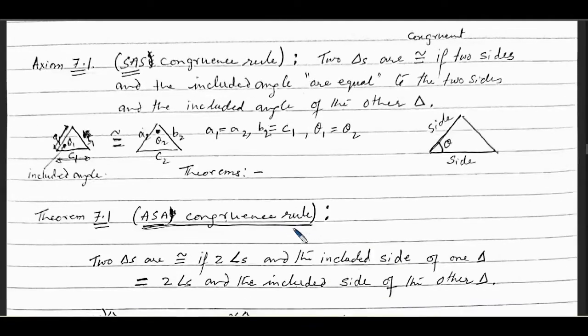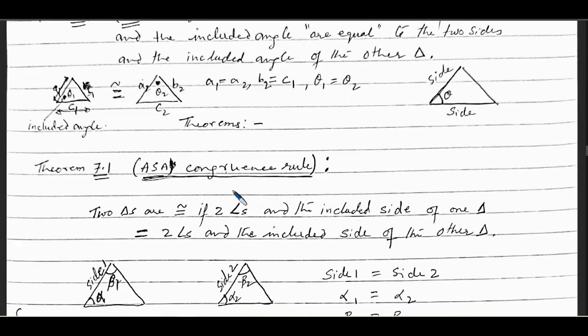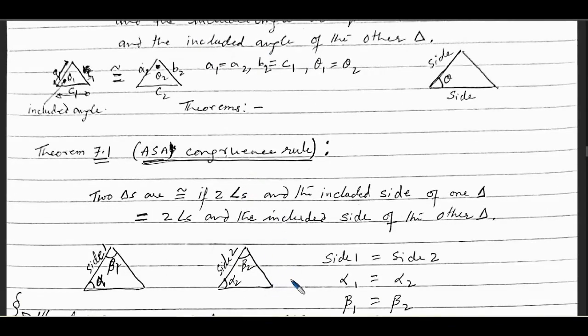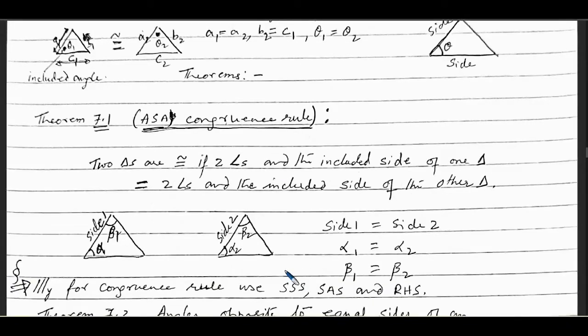Okay. Now theorems. This is an axiom. I have assumed this. Now I can use this axiom to prove other congruence rules, and we will see this.